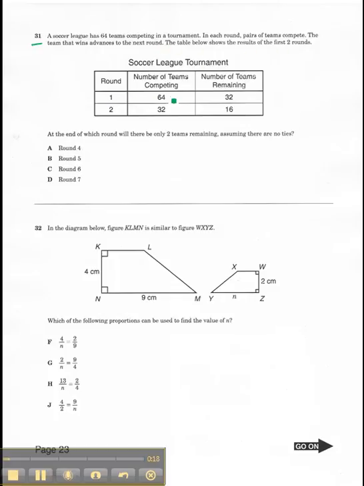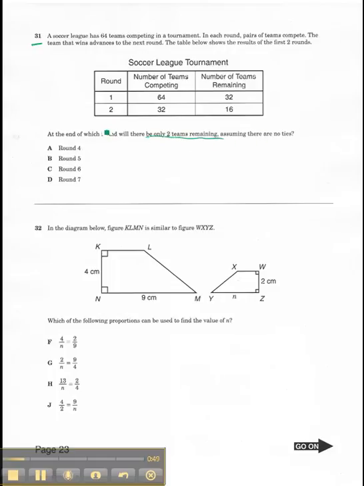So in round 1 we had 64 teams competing in this single elimination tournament format. And at the end of round 1, the teams that were remaining were half of the number of teams. Half of those teams won their game, so there were 32 teams left. Beginning of round 2, those 32 teams played, half of them won, and there were 16 teams left. The question asks us, at the end of which round will there be only 2 teams remaining, assuming there are no ties.